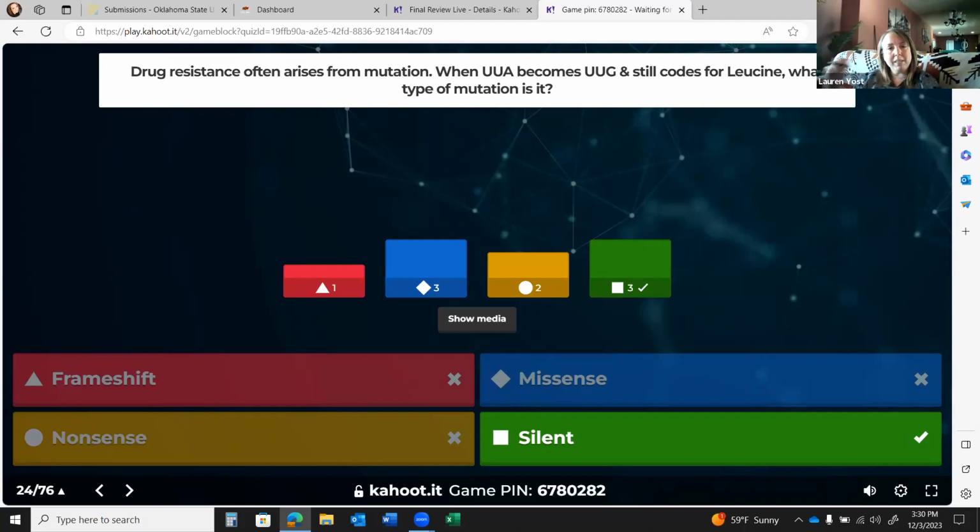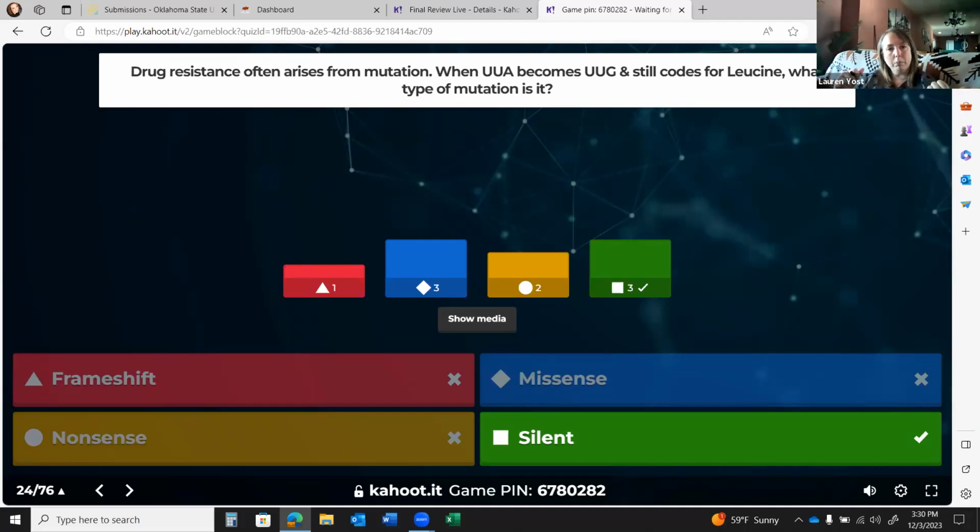And then we have missense. Missense will be just change. So that's going to be change UUA. If UUG coded for a different amino acid, changing from leucine to, let's say, alanine or something, then that would be a missense. We've got a different amino acid than what should be there.